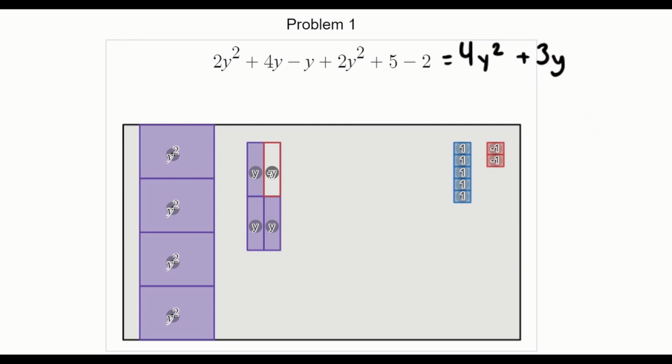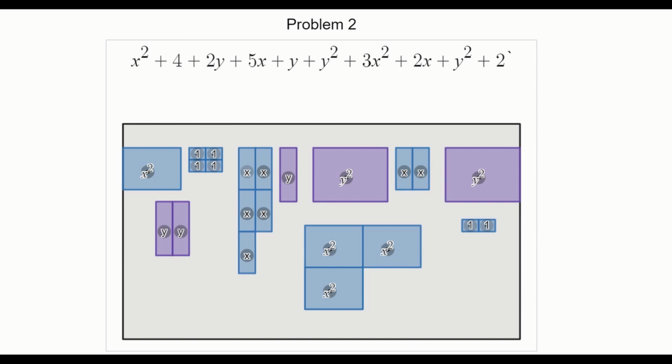And now let's combine our ones. We have plus 5 and minus 2. What's plus 5 and negative 2? These are opposite signs, so they're going to cancel, leaving us with positive 3, plus 3. So our final answer is going to be 4y squared, plus 3y, plus 3.